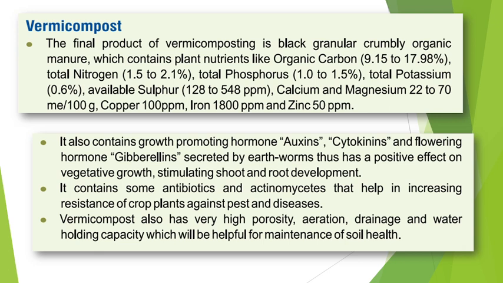Secondly, it also contains growth promoting hormones like auxins, cytokinins, and the flowering hormone gibberellins, secreted by earthworms, thus having a positive effect on vegetative growth. Means vermicompost consists of these three hormones. Auxins we can call indole acetic acid, IAA, then cytokinins, and flowering hormones which induce flowering in plants, the gibberellin hormone.